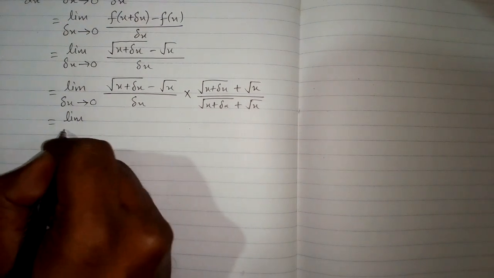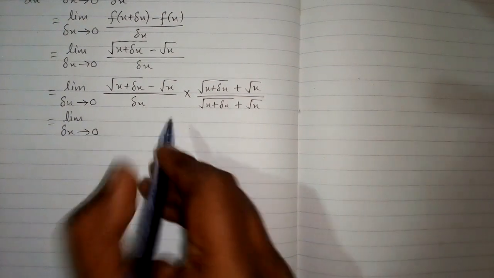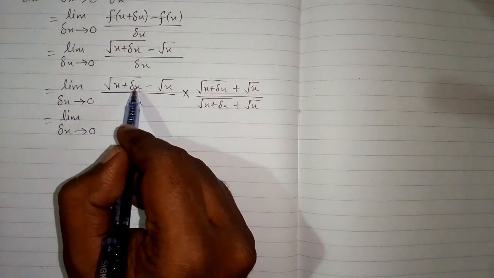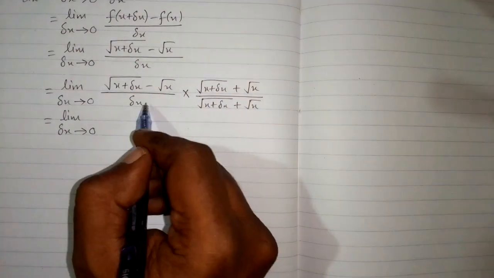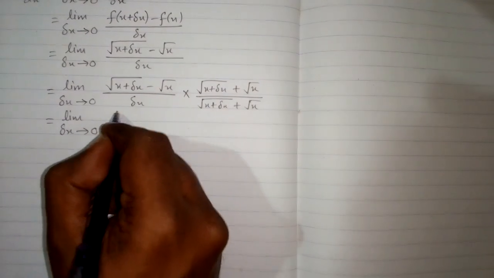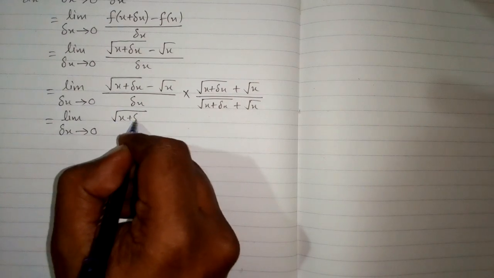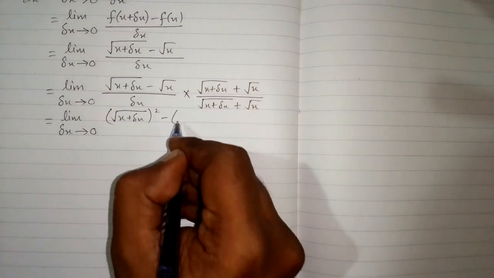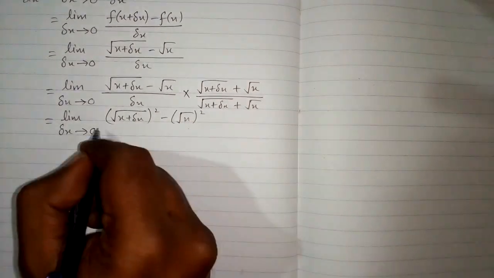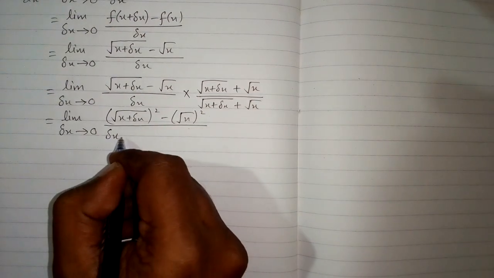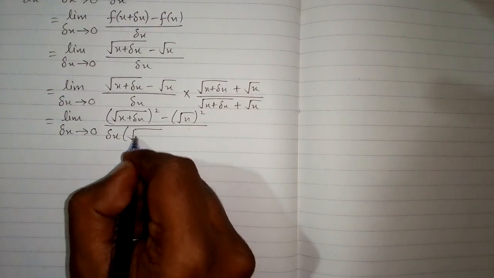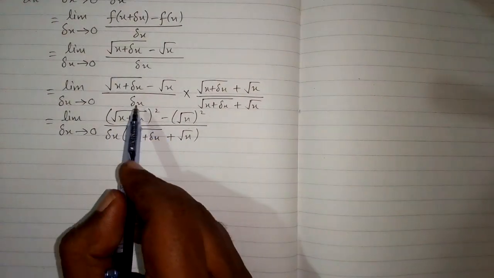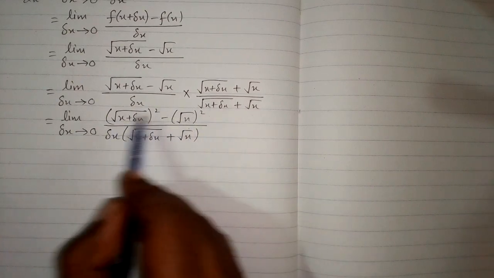Now we multiply this factor and this factor, and we can apply the formula a minus b multiplied by a plus b, which is a square minus b square. So this will become square of square root of x plus delta x minus square of square root of x, upon delta x multiplied by square root of x plus delta x plus square root of x. We can multiply the denominators and we have this thing.